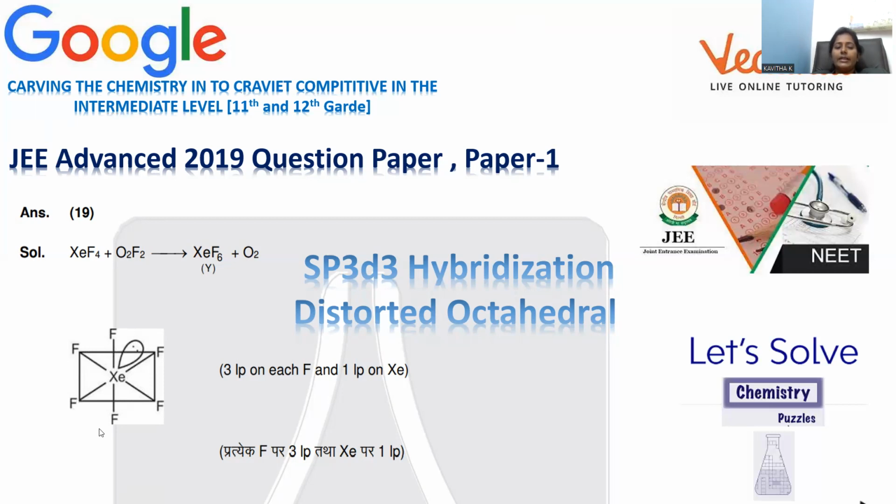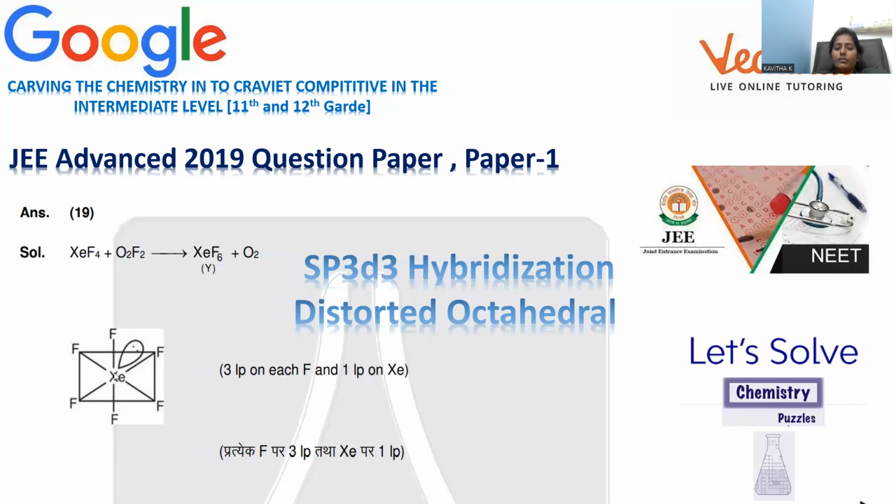12 plus 6, 18. 18 plus 6, 24. 24 plus 6, 30. 30 plus 6, 36. 36 plus 6, 42. 42 plus 6, 48. Okay, so this is the way the number of electrons we are counting.